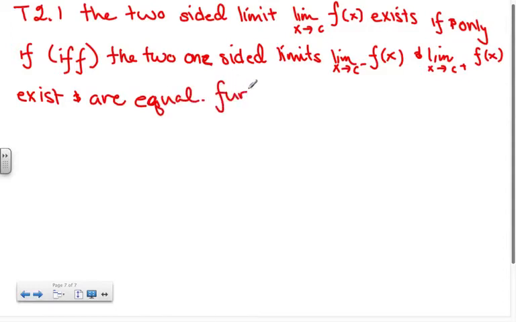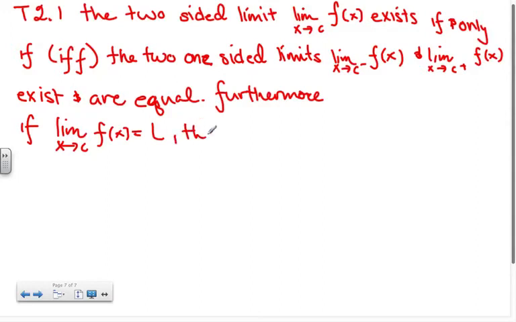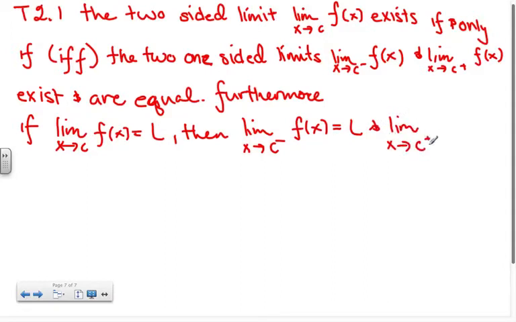Furthermore, if the limit as x approaches c of f of x equals L, then the limit as x approaches c from the left is equal to L, and the limit as x approaches c from the right of f of x is equal to L. So this is your big giant theorem, your first theorem in calculus.